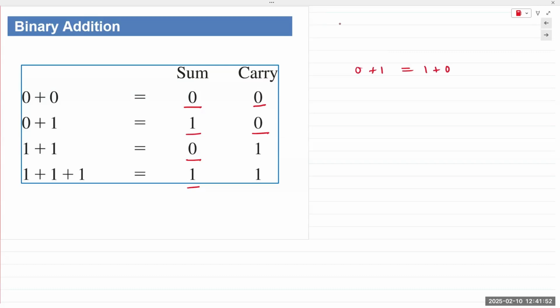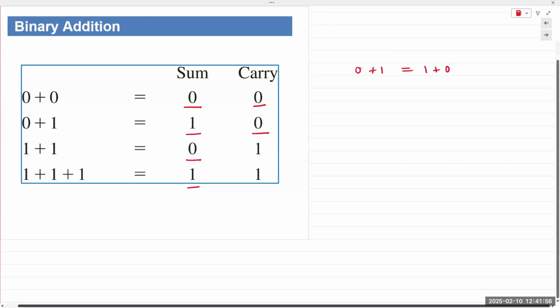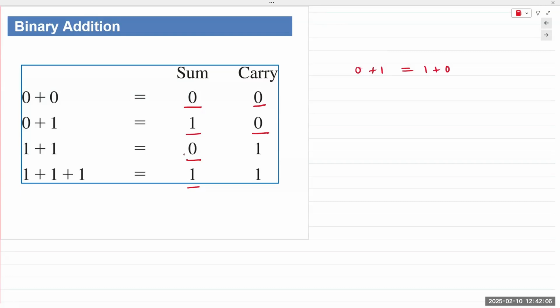So again, 0 plus 0 is 0, carry would be 0. 0 plus 1 or 1 plus 0, the sum would be 1, carry would be 0. 1 plus 1, carry would be 1, sum would be 0. And then 1 plus 1 plus 1 gives you sum and carry as 1 and 1.